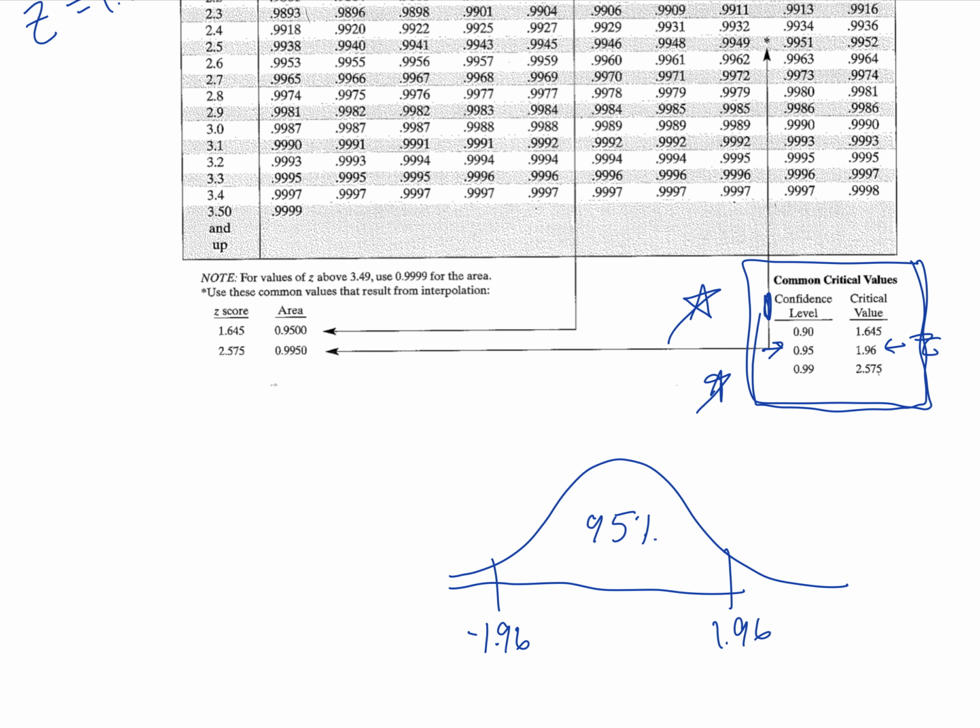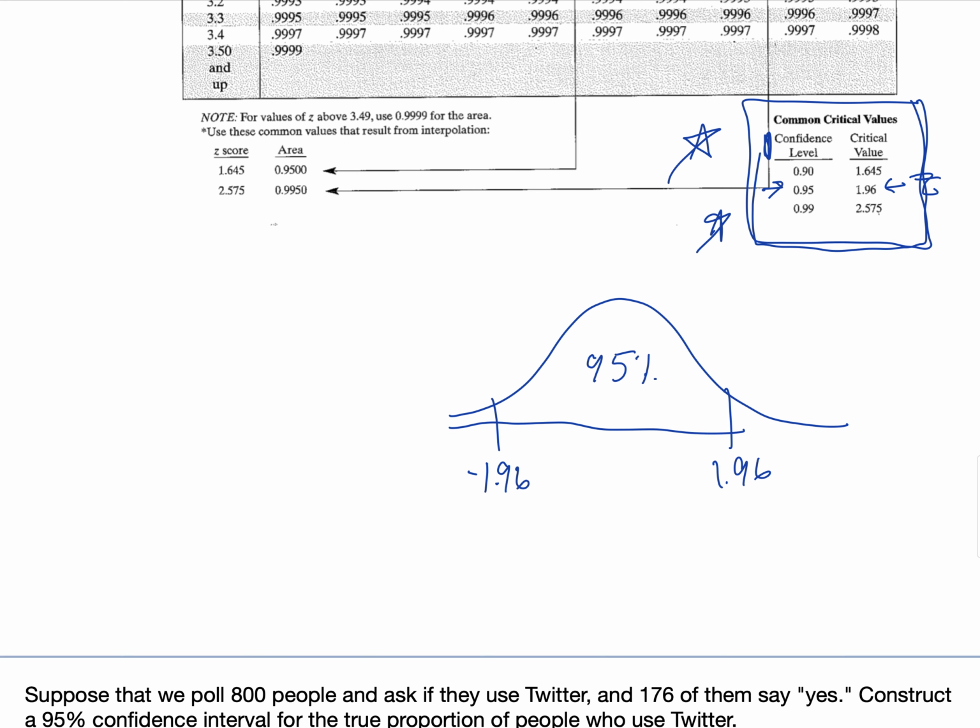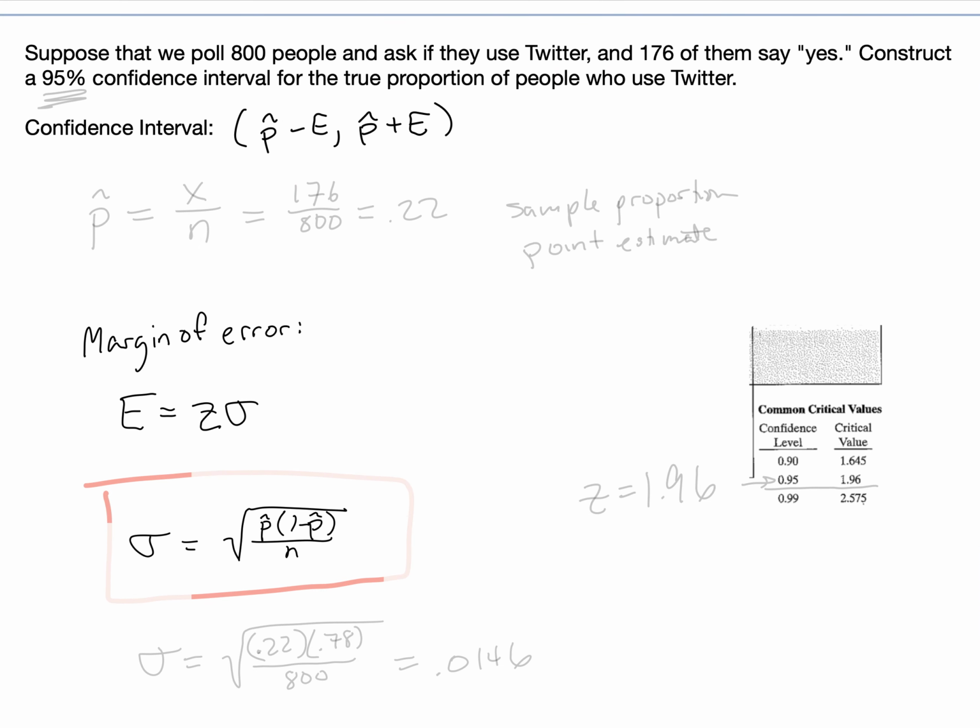All right, we now have all the pieces and the theory that we need to construct a confidence interval. So suppose that we poll 800 people and ask if they use Twitter, and 176 of them say yes. Construct a 95% confidence interval for the true proportion of people who use Twitter. All right, so we're going to construct a confidence interval of the form p hat minus E to p hat plus E, where p hat is our sample proportion or our point estimate, and that is the number of people who said yes divided by the total number of people we polled.